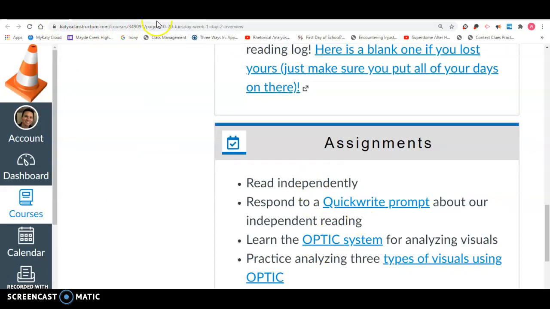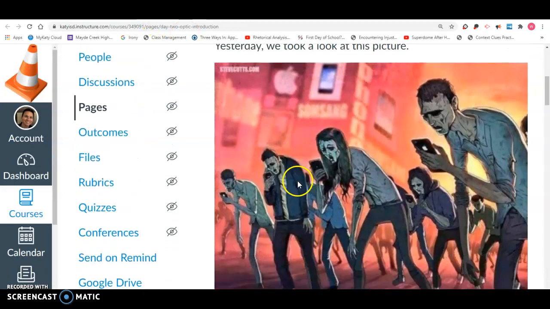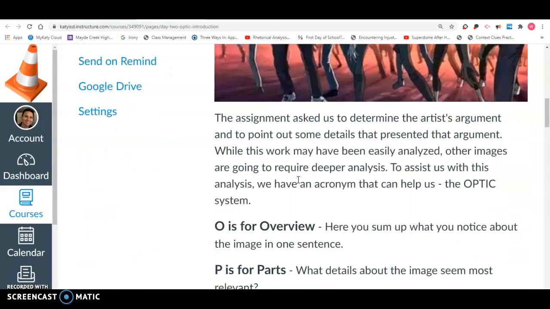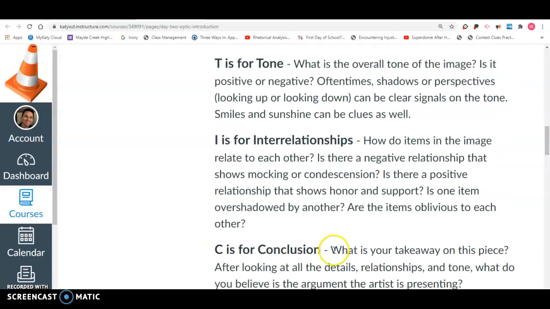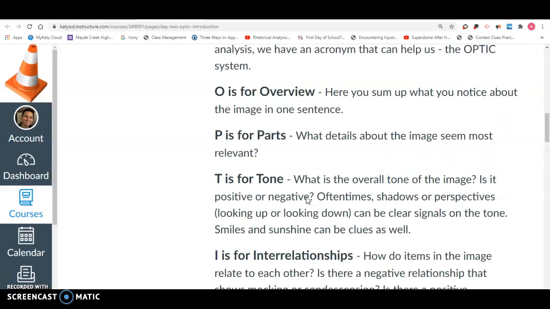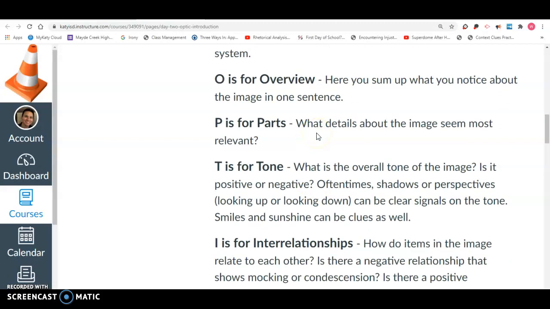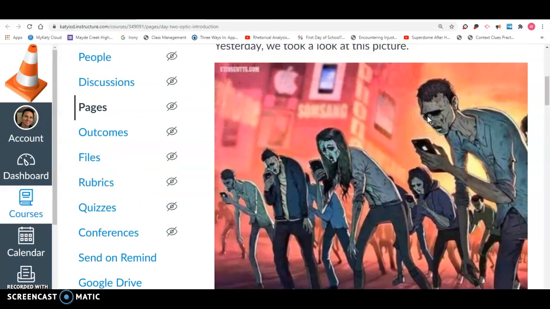OPTIC system. You saw this picture yesterday. And again, OPTIC stands for the following. O is for overview. P is for parts. T is for tone. I is for interrelationships. And C is for conclusion. Now, I'm not going to read all of this here. This is already here for you to read on your own. But again, we are looking at this picture.